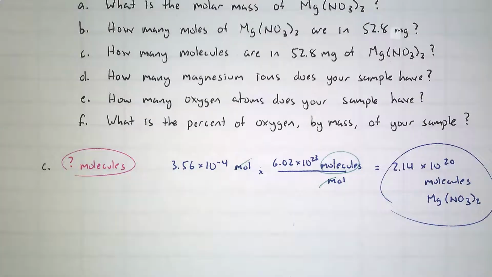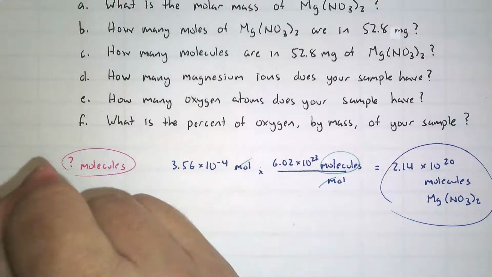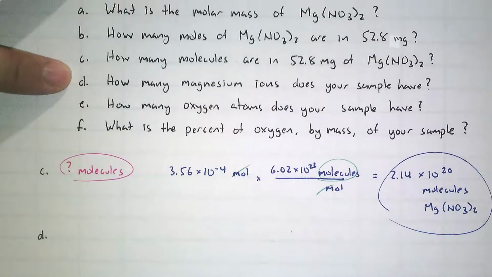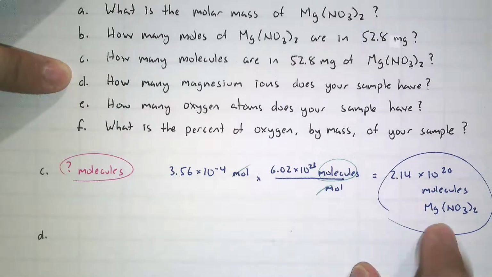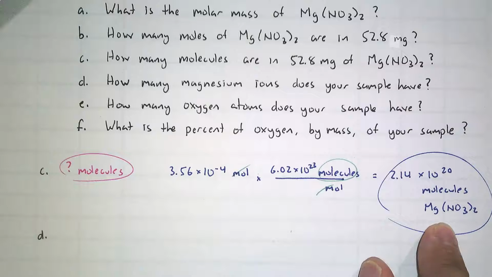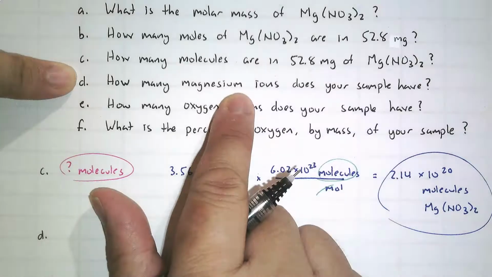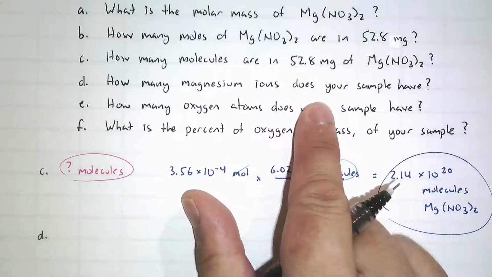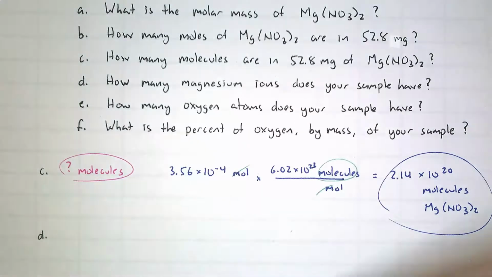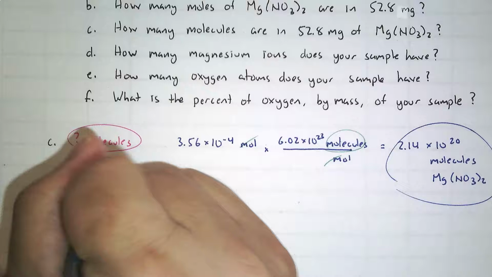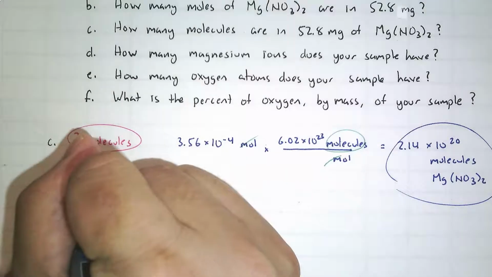Okay. Part D. The reason why I put that is because I read a little bit ahead, because if I know the molecules, the number of molecules of this, I could figure out how many atoms of each element I have. And the first one is how many magnesium ions. Magnesium ions does your sample have? Well, my sample does have this many molecules of MgNO3 too. That's what I'm going to start out with. 2.14.